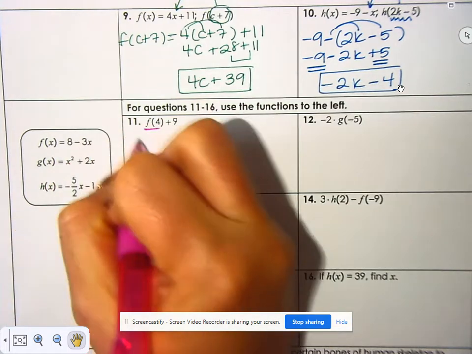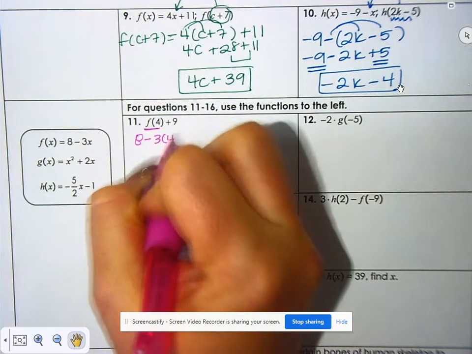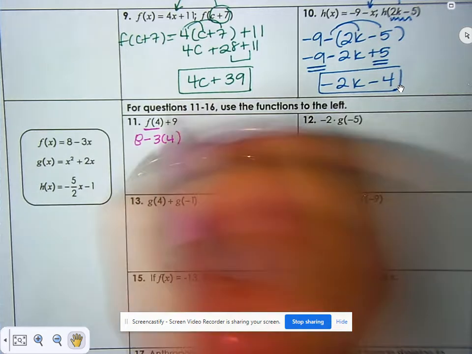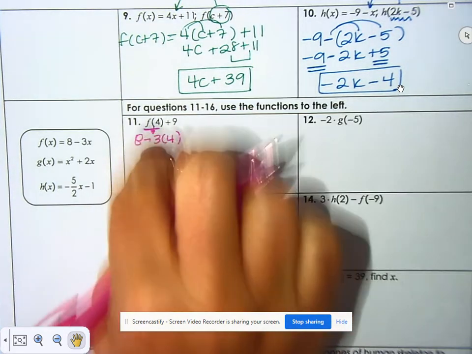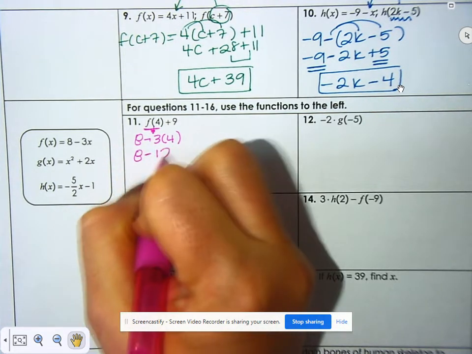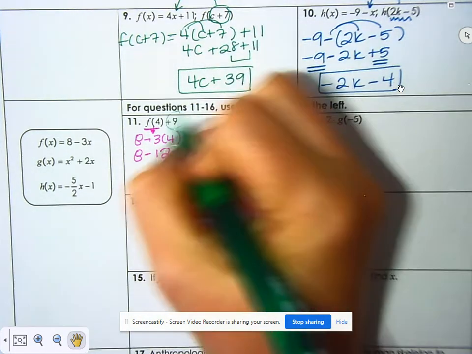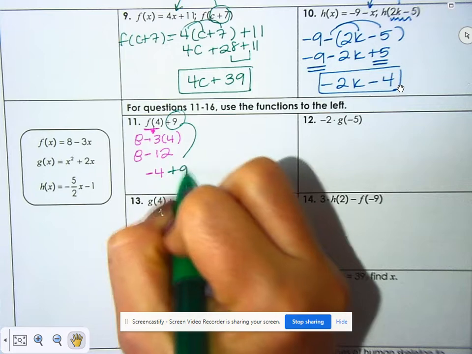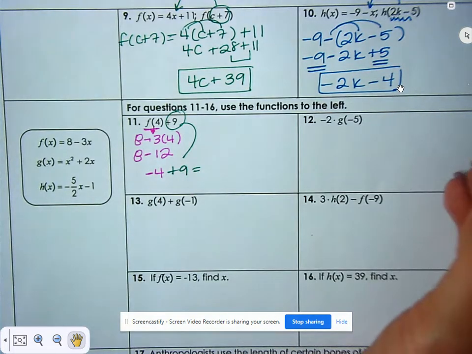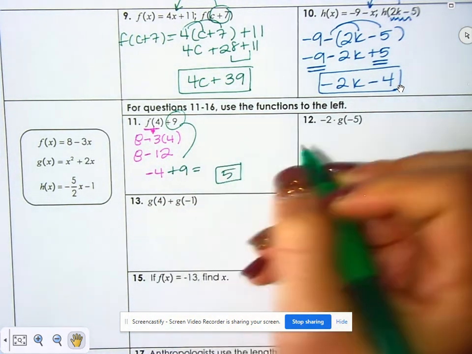Start with F of 4. So that means 8 minus 3 times 4. Pay close attention. I'm starting with this. So that's 8 minus 12, which is negative 4. But I've not used this 9 yet. So I'm going to bring it down, and then I'll get my final answer of 5.